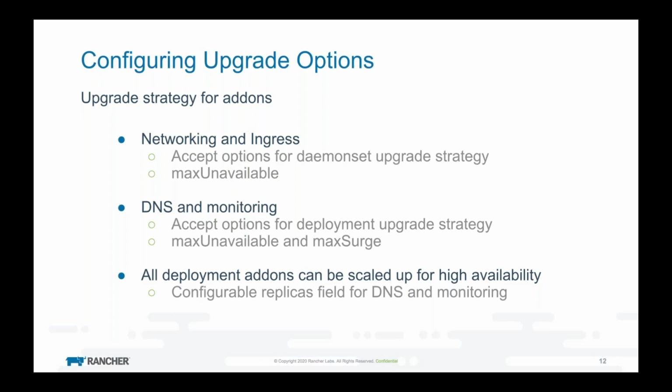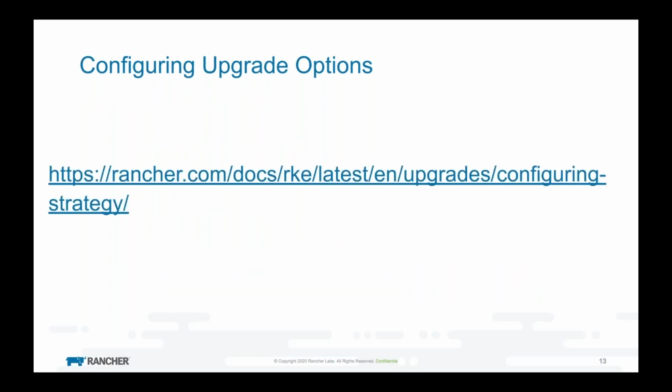Then the DNS and monitoring add-ons are launched as Kubernetes deployments, so their upgrade strategy can be configured using max unavailable and max surge. Apart from that, since they are deployments, you can configure the scale as well. So you can scale up the number of pods that are launched for these add-ons so that they stay available during upgrade. This is the link to the docs that shows in detail how you can configure each of these parameters.